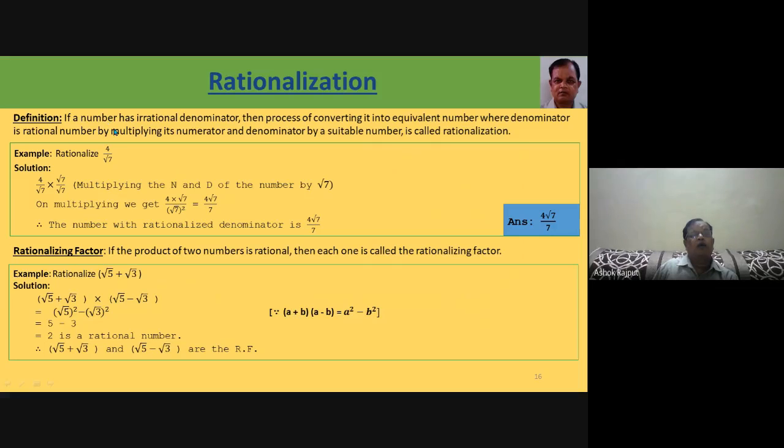If a number has an irrational denominator, then the process of converting it into an equivalent number where the denominator is a rational number by multiplying its numerator and denominator by a suitable number is called rationalization. Rationalization means there should not be a sign of root in the denominator, but we multiply the denominator and numerator both by the same value. Why? Because we want to solve the problem but not change its value. It is compulsory. We will multiply both by the same number.